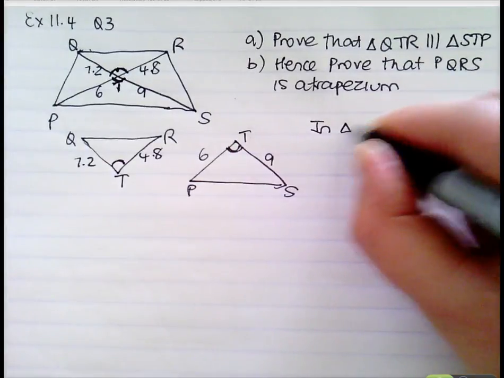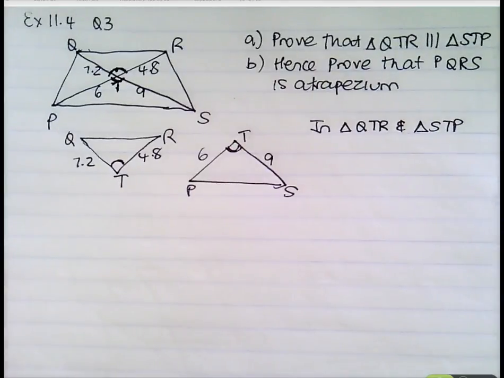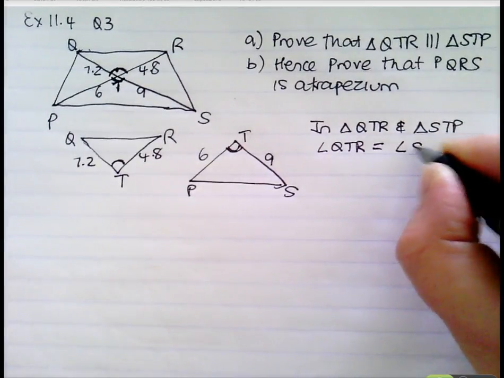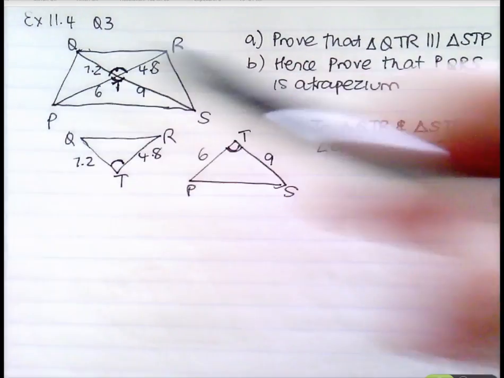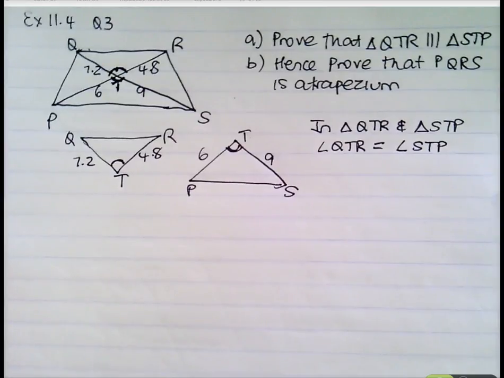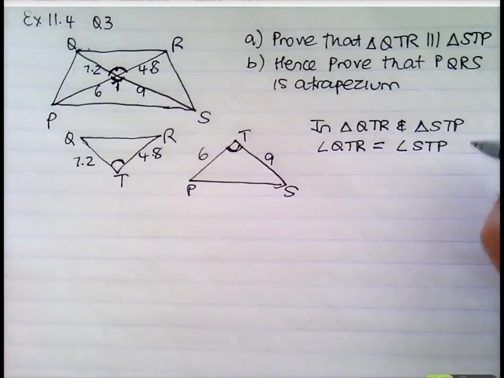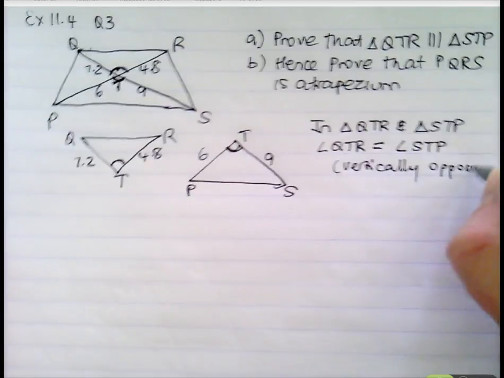So let's start the proof. In triangle QTR and triangle STP, what do you know? Let's start with angles. Angle QTR equals angle STP. So girls, before you separated those two triangles, you needed to know that those were vertically opposite before you started. Otherwise, once you've separated, you won't see that anymore. So here, when two lines cross, always look for vertically opposite angles. So the reason that those two angles are equal is vertically opposite angles.